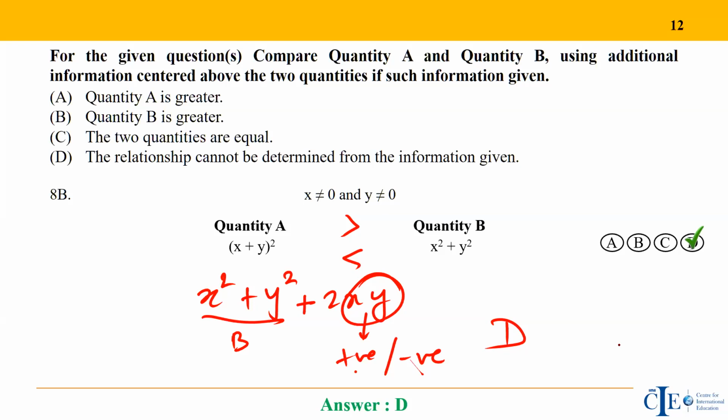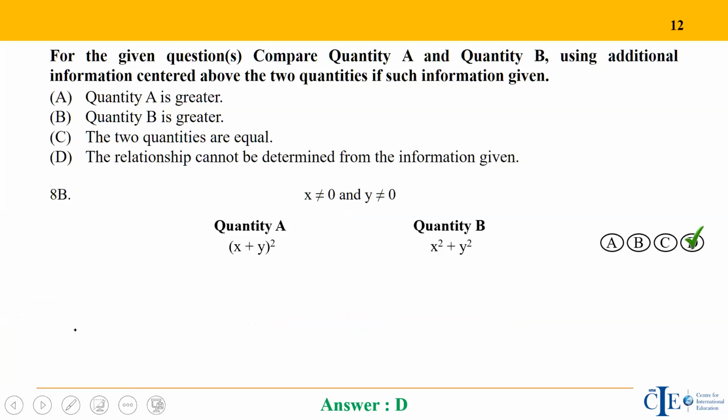In the previous case, x and y were getting cancelled. It was purely 2, which would increase. But in this case, it could be positive or negative. We don't know for sure, and hence this would not give me a definite answer. So hence D.